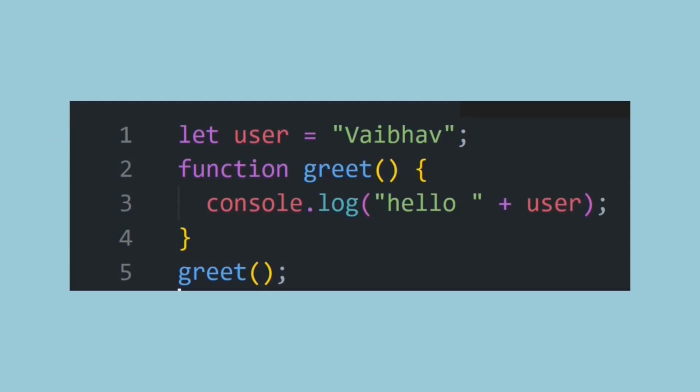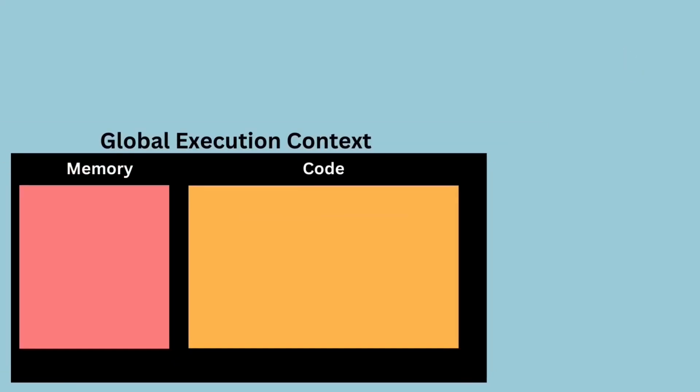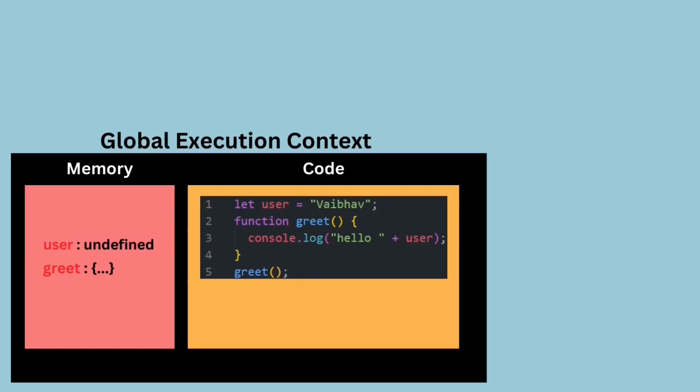Now let's consider this code snippet to understand the working. Firstly, the JS engine creates a global execution context. When the JS script is executed, it allocates memory to the variables and functions in our script. In our case, you can see user and greet will be allocated memory, and user is given undefined and greet has the function definition. Primitive data types like number, string, boolean, etc. are stored in stack memory, but dynamic data or non-primitive data types are kept in heap memory.